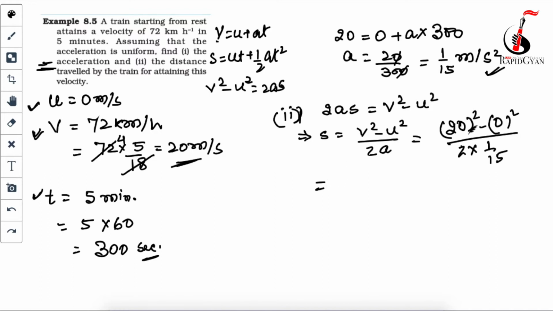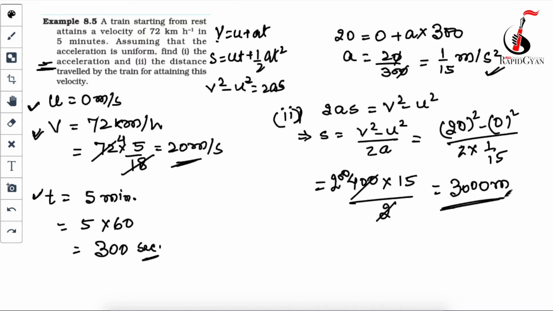So from here I will get 20 square is 400, this 15 will go up, so 400 multiplied by 15 upon 2. So 2 2s are 400, so this is 200 multiplied by 15, which is equal to 3000 meter. We are finding S, which is 3000 meter. That's your answer, or you can also write it as 3 kilometer. That's your answer. So hope it's clear, guys.